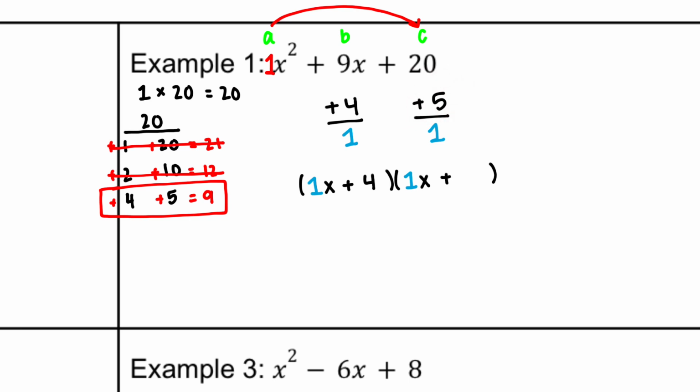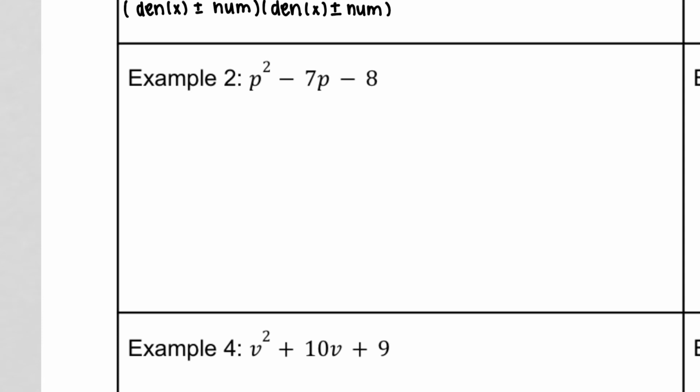So I just write it exactly like that as a positive 5. And this is your factored form of the original problem, x squared plus 9x plus 20. I'm going to do one more example so you can see a different type. We're still going to do the same thing here.